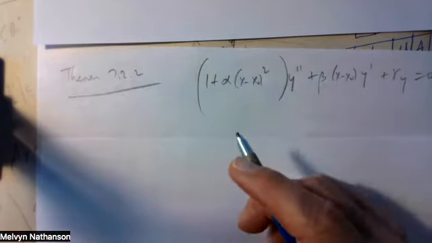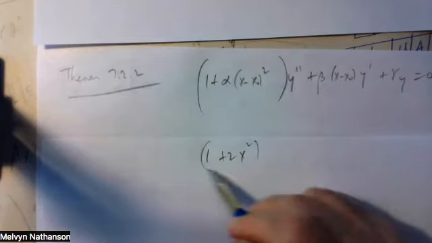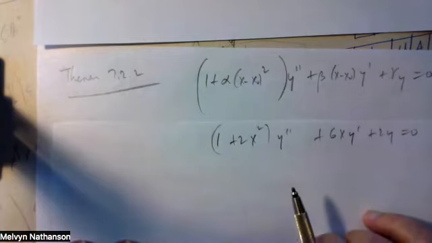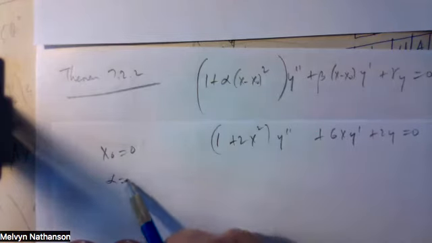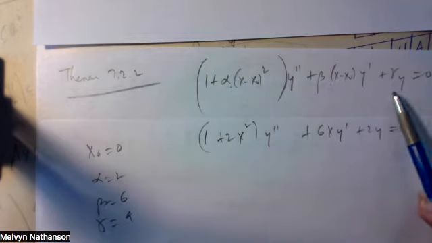The problem we just looked at, let me find it. The problem we just looked at was 1 plus 2x squared y double prime plus 6xy prime plus 2y equals zero. So in this case, x naught is zero. We're finding a power series around zero. Alpha is 2, beta is 6, gamma is 4. That's the problem we just did, which was a differential equation of this type.